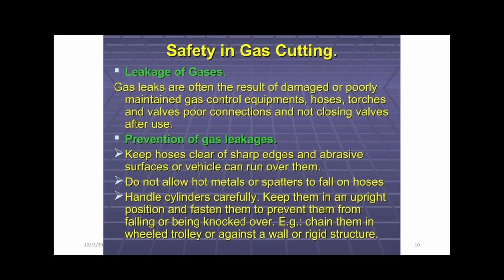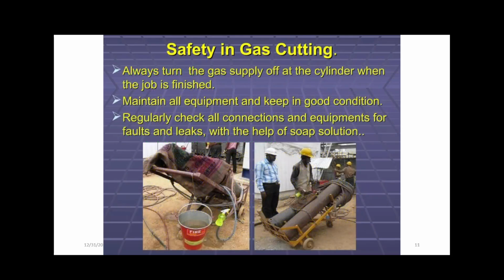Keep hose clear of sharp edges and abrasive surfaces, or where vehicles can run over them. Do not allow hot metals or spatters to fall on hose. Handle cylinders carefully, keep them in an upright position and fasten them to prevent them from falling or being knocked over. E.g., you have to chain them in a wheeled trolley or against a wall or rigid structure.